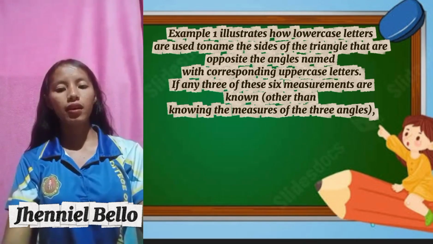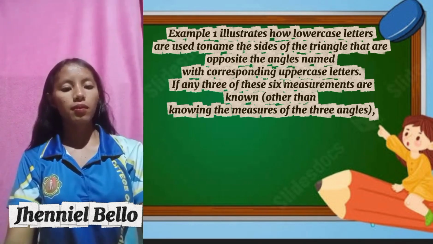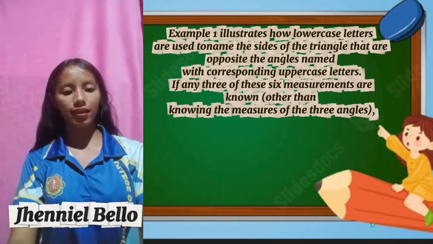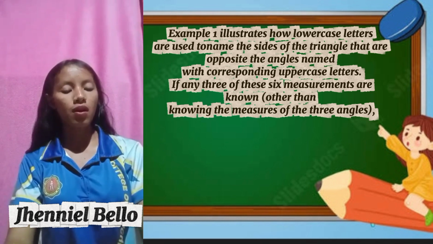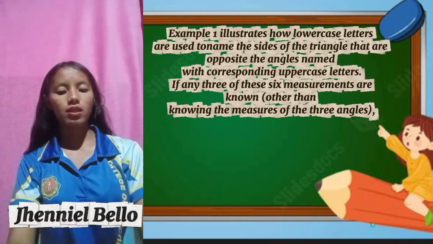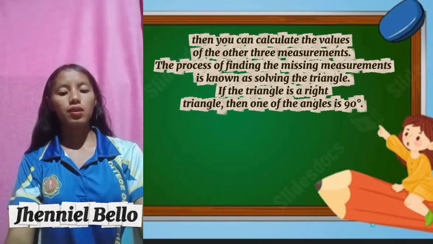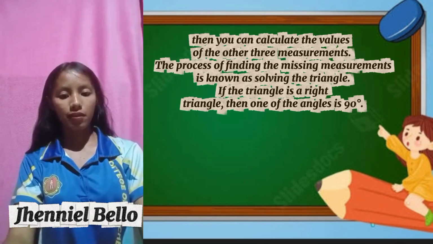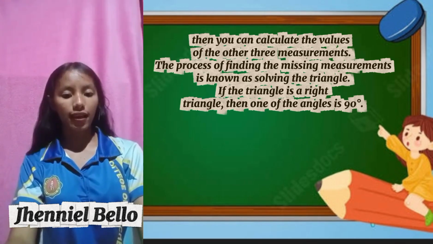Example 1. Illustrate how lowercase letters are used to name the sides of the triangle that are opposite the angles named with corresponding uppercase letters. If any three of these six measurements are known, other than the measures of the three angles, then you can calculate the values of the other three measurements. The process of finding the missing measurements is known as solving the triangle.